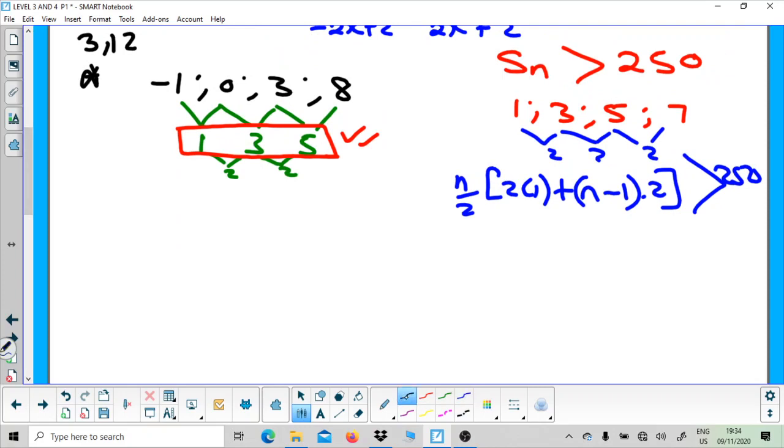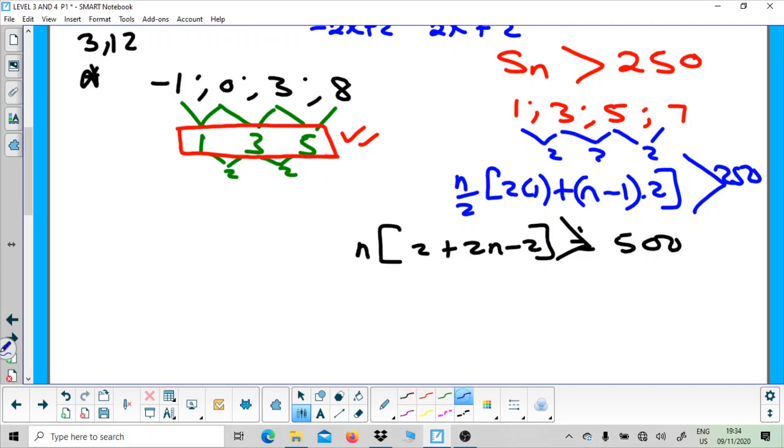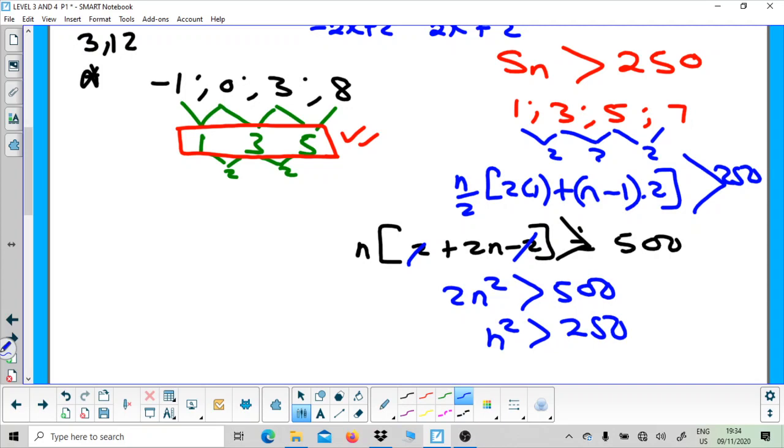So at this point, let's simplify it. If I multiply by 2 on the other side, I'll still have n out here, and then I still have 2n minus 2 inside. And this is still greater than 2 times 250, which is 500. So we have 2n squared. Are you still following? In actual fact, we want n squared to be greater than 250. Well, that's what we want for now.